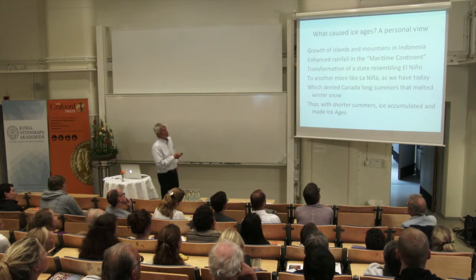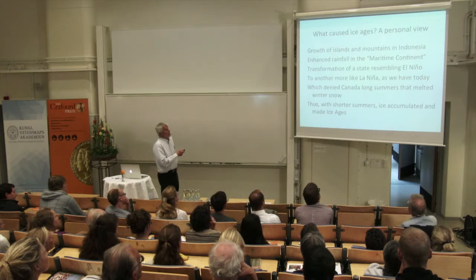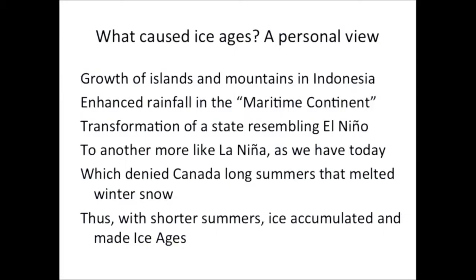You don't think of Indonesia as even mountainous. We call Indonesia the maritime continent because it's lots of islands in the sea, in the maritime environment. This, we say, enhanced rainfall in this region, and that transformed a state that did, 5 million years ago, resemble El Nino, the situation we have rarely in present-day climate, to another more like our present-day La Nina climate, as we have today. And that transformation from El Nino to La Nina denied Canada long summers that melted winter snow, so we could make ice ages. And then with shorter summers, ice could accumulate, and we could have ice ages with that.